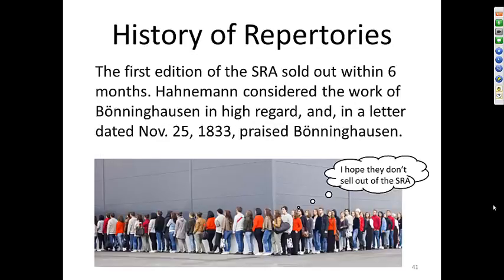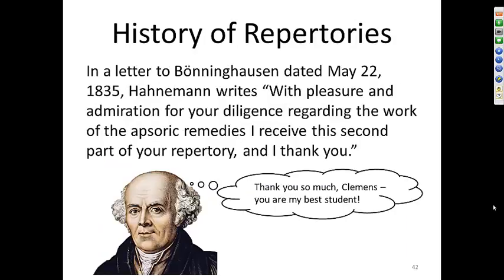So the first edition of the Systematic Repertory of Antipsoric Medicine sells out within 6 months, and Hahnemann considers the work of Bönninghausen in very high regard. He gives great praise both for the SRA and also other writings of Bönninghausen. And then in a letter dated November 25th, 1833, he writes, "With pleasure and admiration for your diligence regarding the work of the antipsoric remedies, I receive this second part of your repertory, and I thank you."